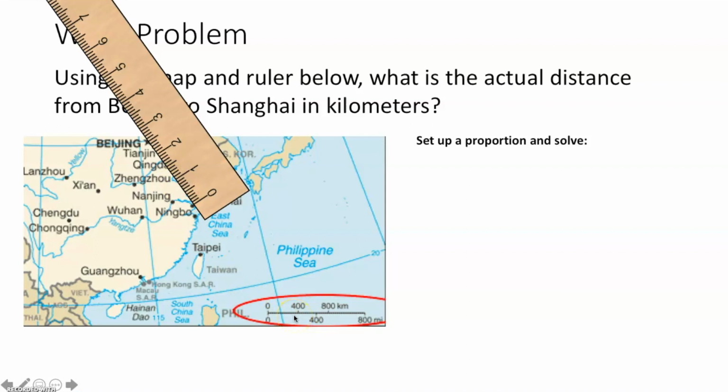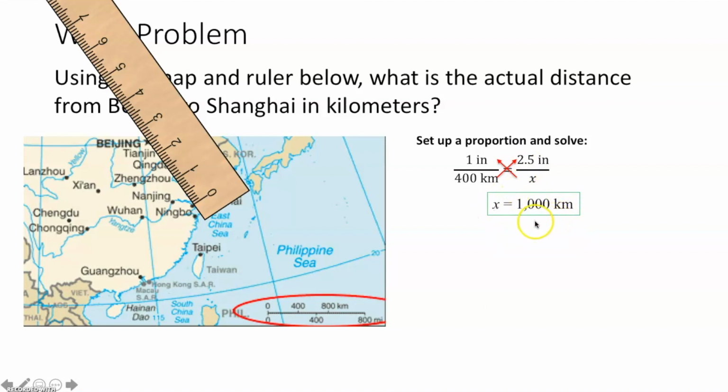And we know that 1 inch means 400 kilometers. So we need to set up our proportion. 1 inch to 400 kilometers is equal to 2.5 inches over blank. Inches to kilometers equals inches to kilometers. So now let's figure out what the actual distance is. So how do I solve a proportion? Cross multiply, cross product property. X times 1 is just going to give you X, and 400 times 2.5 is going to give you 1,000. So we know that X is equal to 1,000 kilometers.